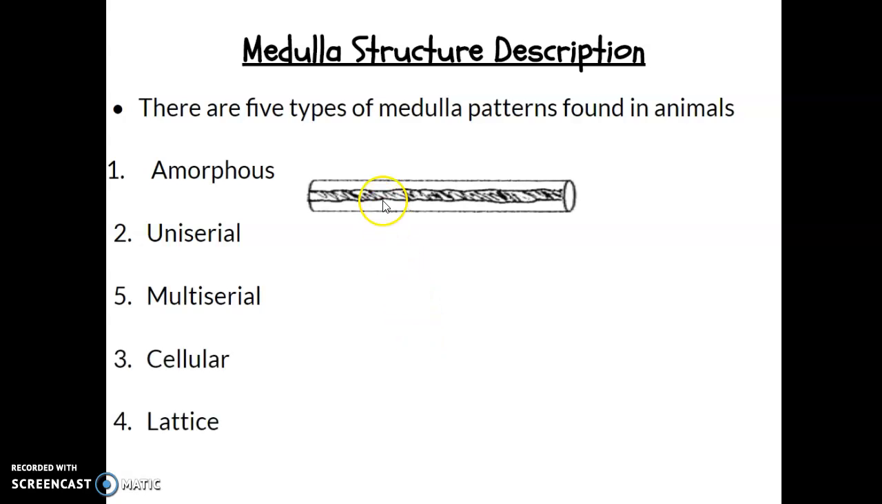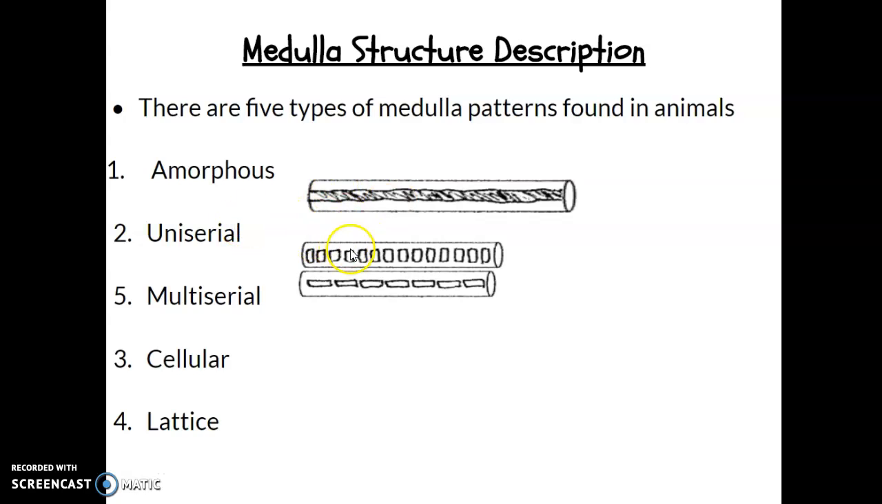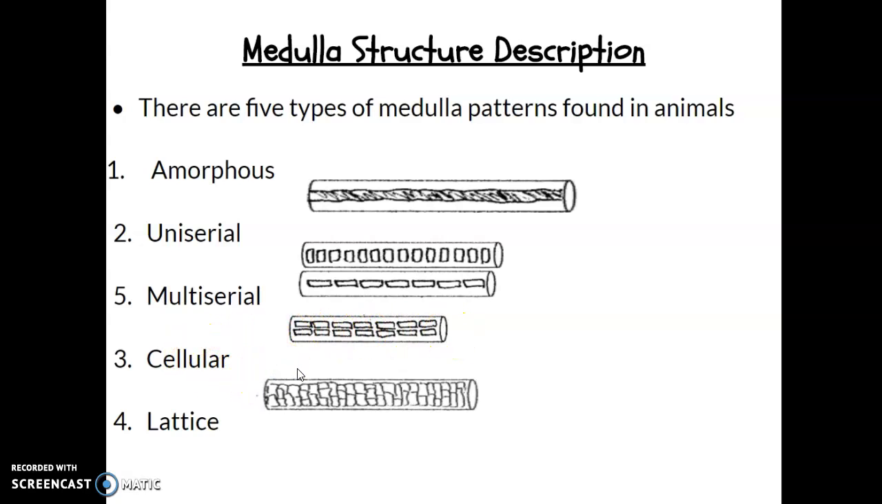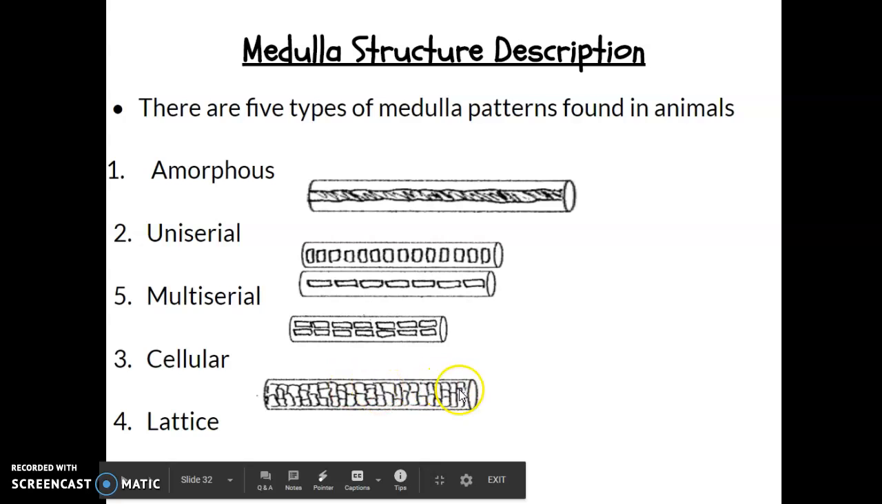Your amorphous is this one. It kind of looks like a kinky straw that's gone all the way down the center. Uniserial is this dashed line. Whether the dashes are longer or shorter, it doesn't matter. They're both uniserial. Multiserial is when you have multiple in the center, so this has multiple dashed lines going down the center. Cellular looks like little square boxes that are stacked on top of each other. And the lattice looks like little balloons or air bubbles that go up the center.